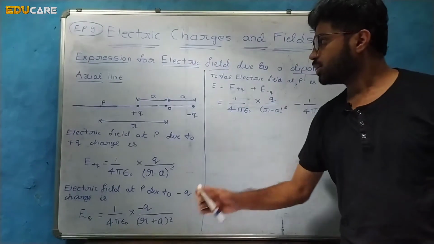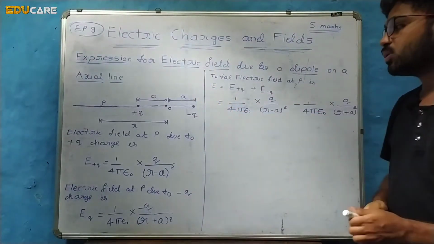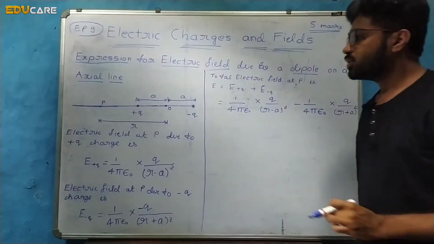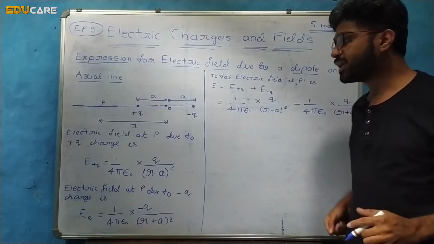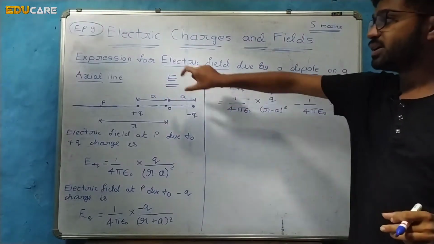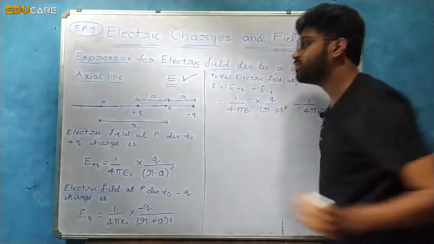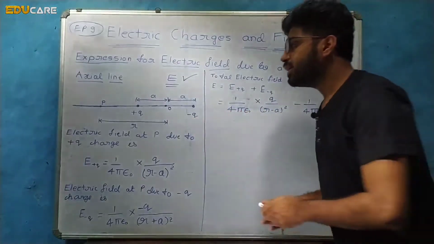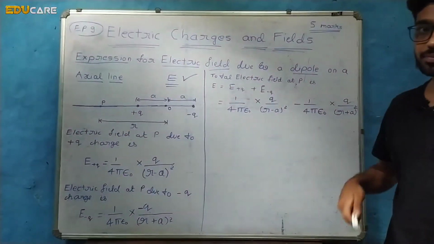Now let us start. Consider a dipole. Having a dipole means it has two charges, one positive and another negative. So this dipole creates an electric field. Let that electric field be E. Electric field is represented by E, and it is also called electric intensity.